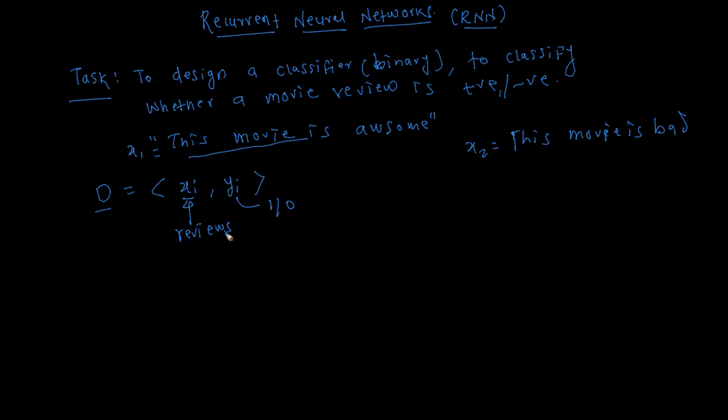Now, we want to give these reviews as input to our neural network. These reviews contain words like "this movie is awesome." We cannot give words as input to the network. We need to convert these words into numerical values. We can use various encodings here, but let's use a simple encoding called one hot encoding. So what is one hot encoding?